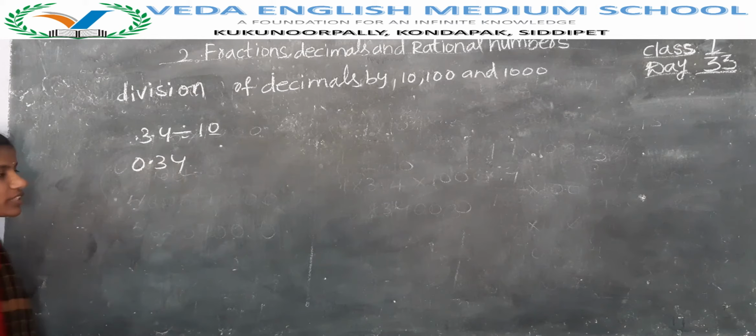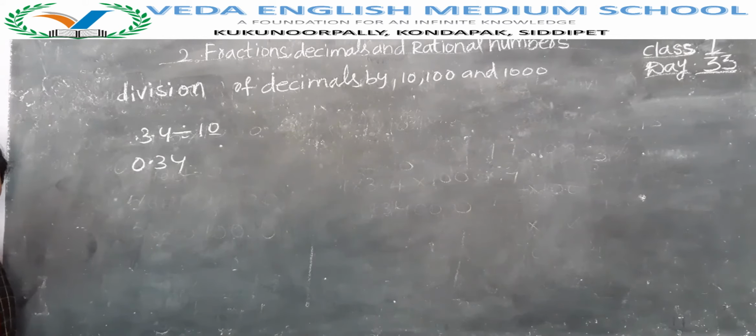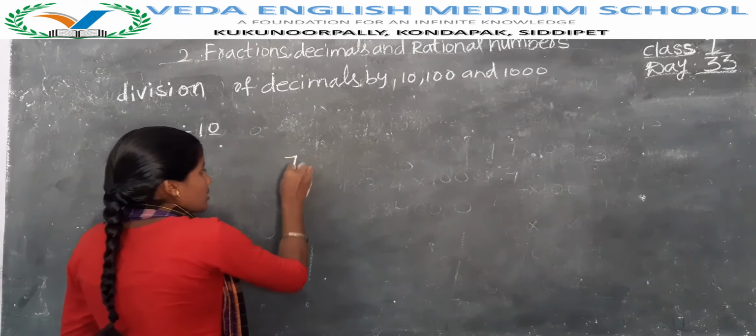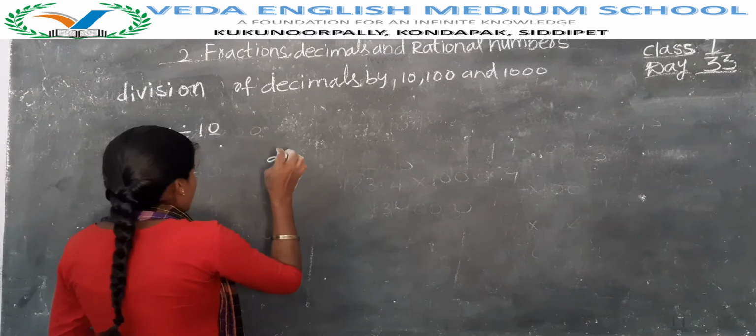It is 0.34. Okay. You should remember, in the multiplication, the point moves to the right side. In the division, the point moves to the left side.